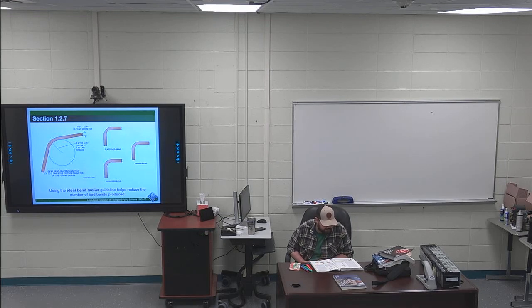127, bending connections. The last sentence on page 10 is highlighted. The ideal bend radius can be defined as a bend with a radius approximately 2.5 to 3 times the outside diameter of the pipe, as illustrated in figure 13.